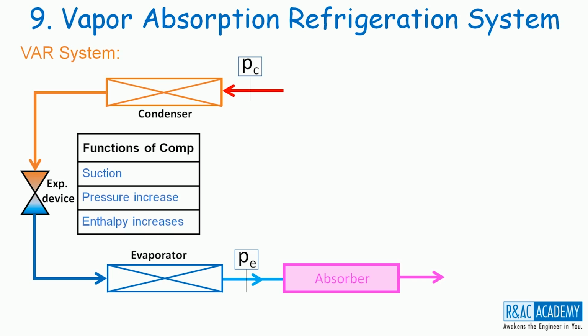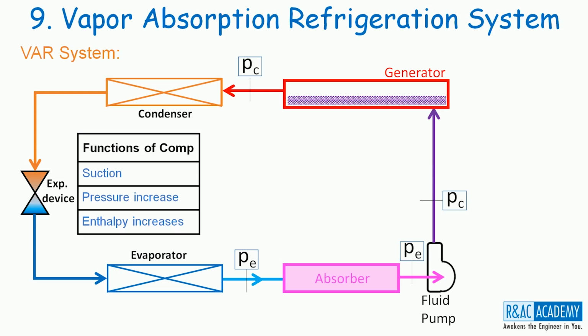The rich mixture leaves the absorber at pressure PE. A fluid pump increases the pressure of the rich mixture from pressure PE to pressure PC and then delivers the same into the generator. The generator is also maintained at pressure PC. A heat source is available with the generator and it supplies heat energy to heat the rich mixture in the generator.